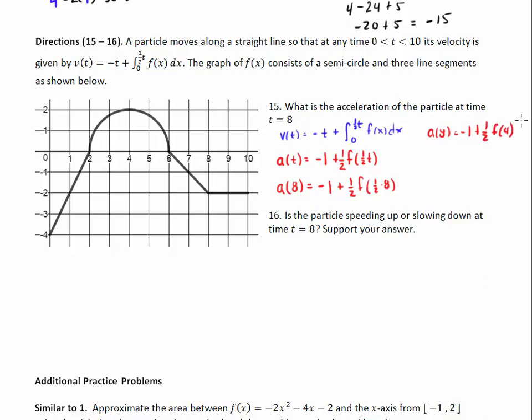And we might ask ourselves, well, what is f of 4? If we look over here, remember, this is a graph of f. It says the graph of f is shown below. So at f of 4, so here's 4, we get out positive 2. So this is going to be equal to negative 1 plus 1/2 times 2. 2 times 1/2 is 1, and 1 plus a negative 1 is 0.